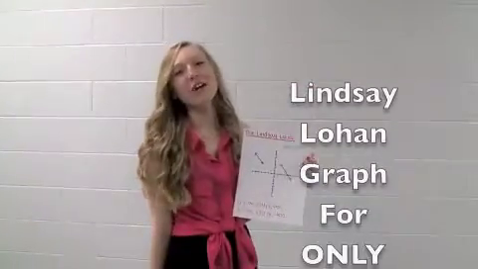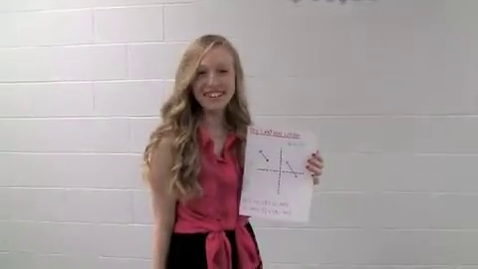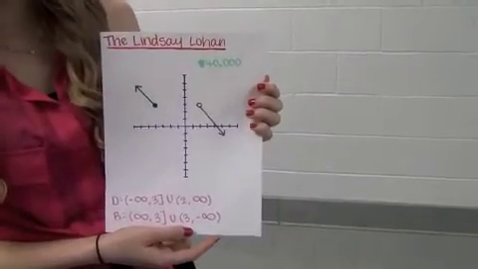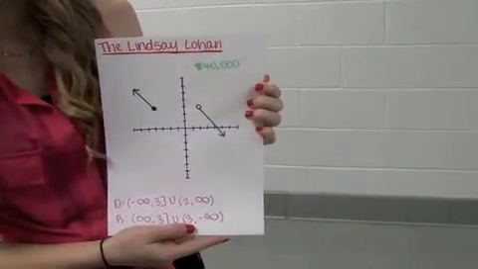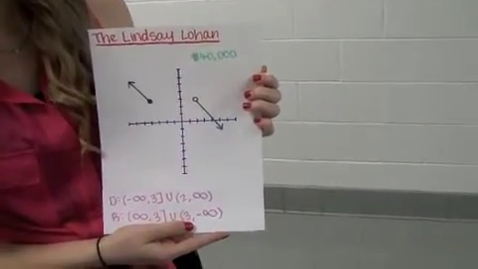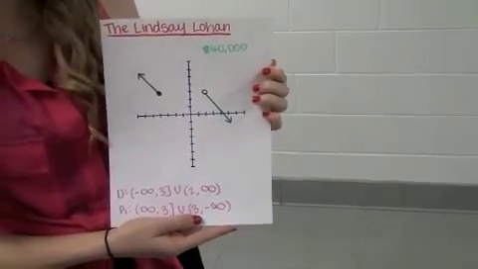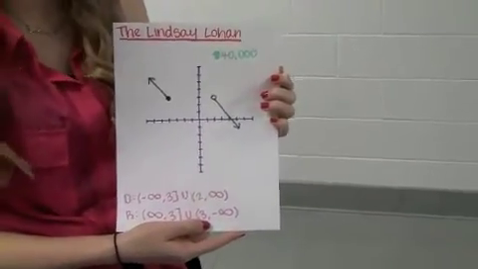Welcome back. This is the discontinuity graph selling for $40,000 today. Discontinuity is a part of the graph that is undefined at a particular point. Right here would be an example. It has everything: an open dot, a closed dot, negative infinity, positive infinity, union, parentheses, and brackets, which make this an excellent choice. Call now to get your Lindsay Lohan graph now.